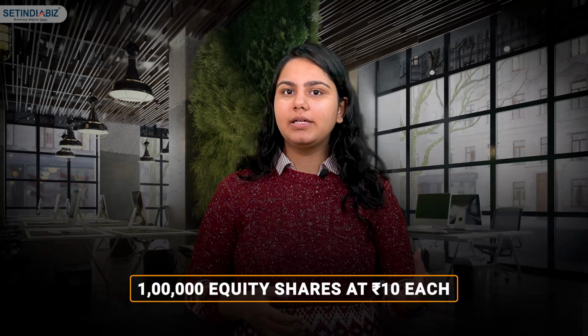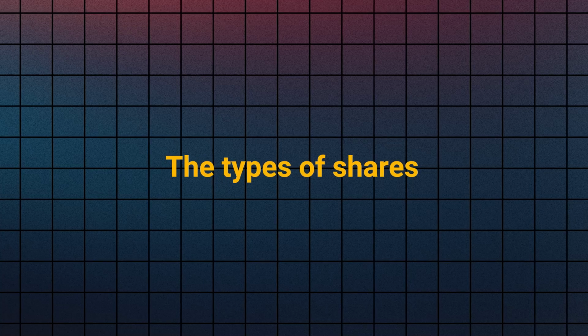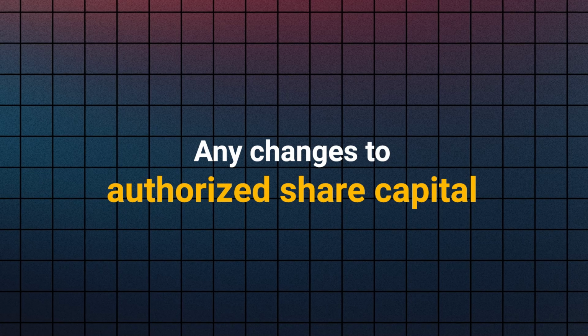This clause outlines the total amount of share capital the company is authorized to raise, the number of shares and the face value. For example, 1 lakh equity shares at 10 rupees each, 10 rupees being the face value of the shares. The type of shares, equity shares or preference shares, that the company can issue. Any changes to authorized share capital, such as an increase, require an amendment to clause 5th, which must be approved by shareholders in the general meeting and filed with the Registrar of Companies.